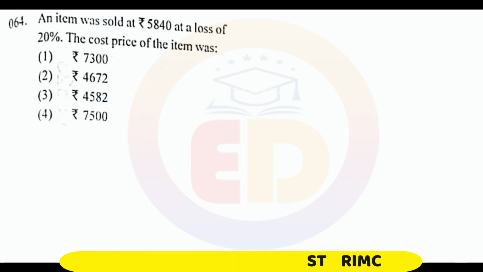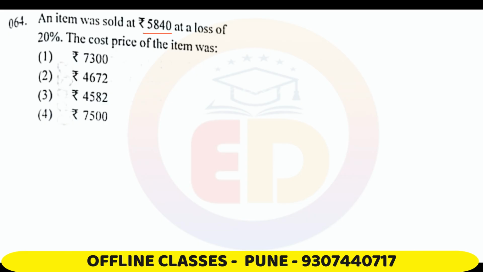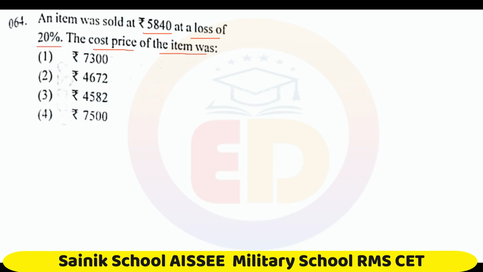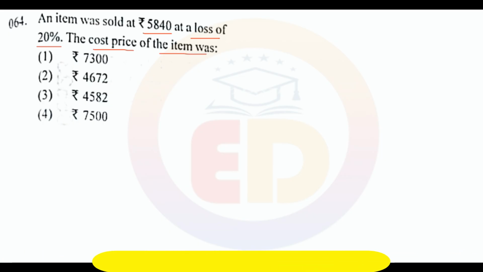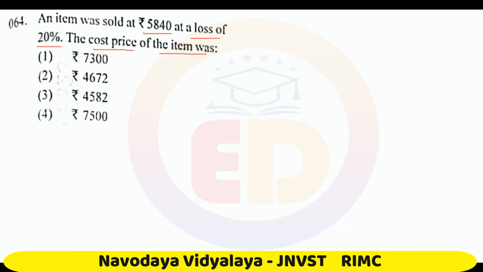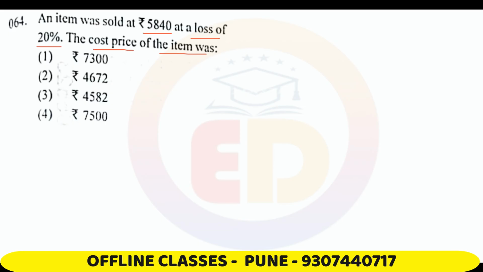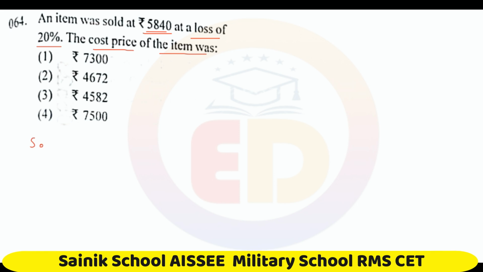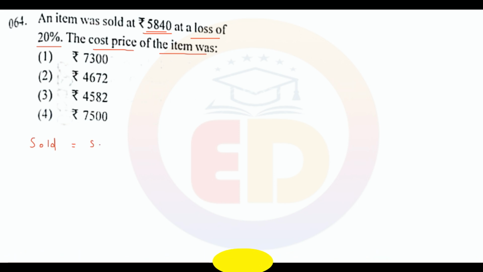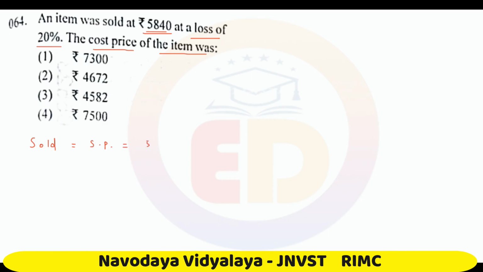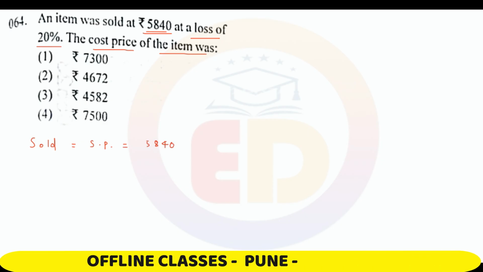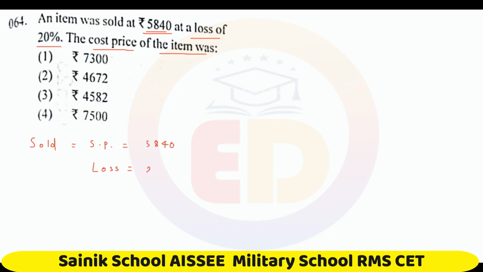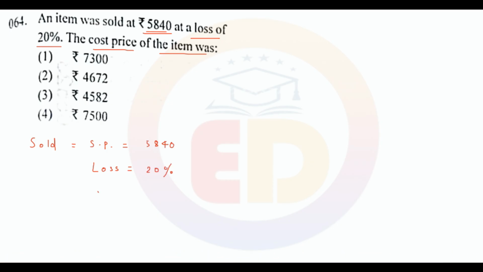Question number 64. An item was sold at rupees 5,840 at a loss of 20%. The cost price of the item was? A question based on profit and loss, and seemingly this year there was only one question of profit and loss. They say the item was sold at 5,840. Sold means selling price. So the selling price is 5,840, and this is a loss of 20%. They're asking to find the cost price.